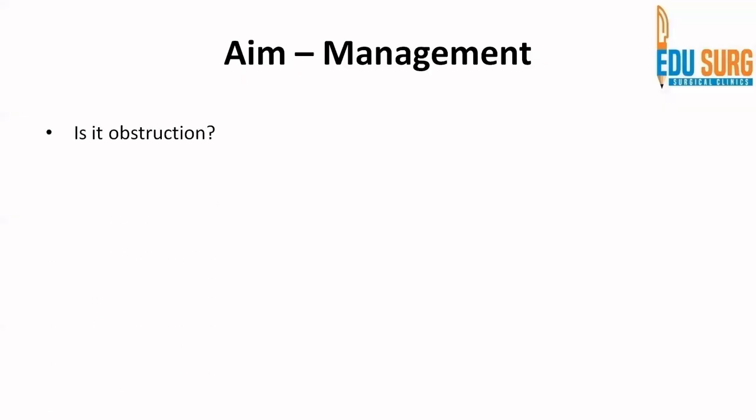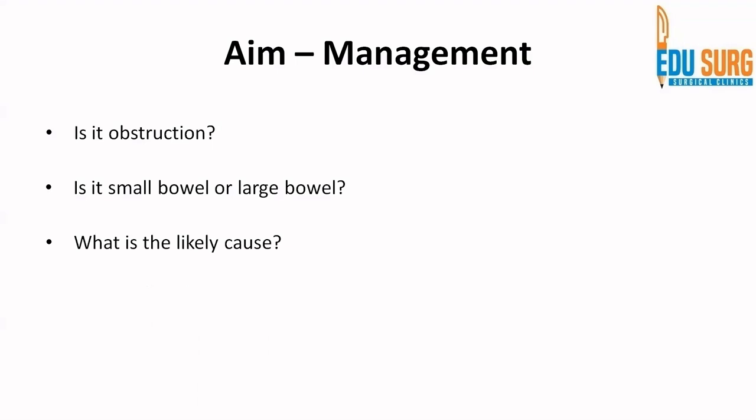So aim of the management, and we have already seen this 2 or 3 times, the steps that you need to follow when you want to diagnose a patient of intestinal obstruction. The first step is to know if there is obstruction. If yes, then is it small bowel or large bowel? And then look at the likely causes. And important point is to identify which patients need urgent surgery and which patients can be managed conservatively.